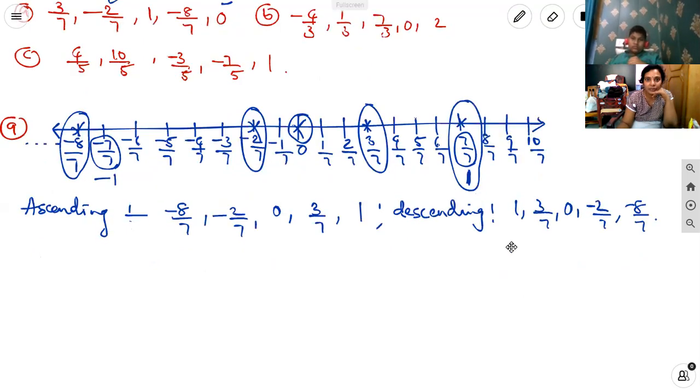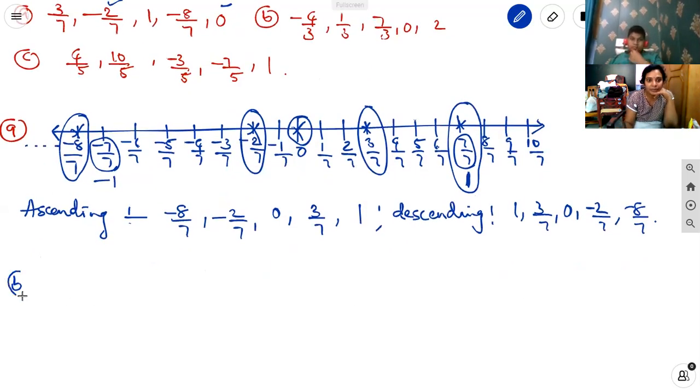The second question, B. Again take the number line.